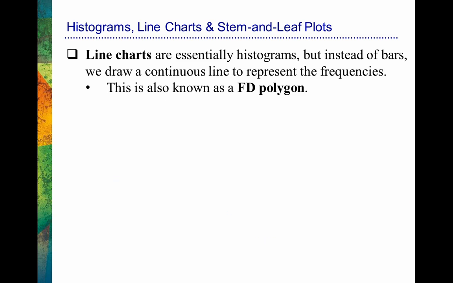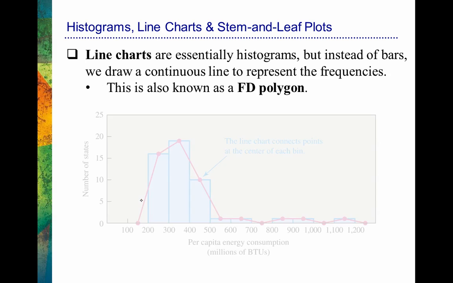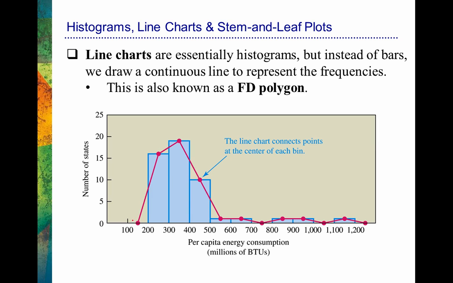Let's look at a slight variation. Line charts are really essentially histograms, but instead of bars, we simply draw a line where those bars would be, and those represent the frequencies. It's also known as a frequency distribution polygon because we're essentially creating a polygon type of shape if you were to view the area under the line as a shape. So these bars are typically gone and replaced just by this line that would show the height of each bar. So it's essentially showing the same data just a little bit differently.